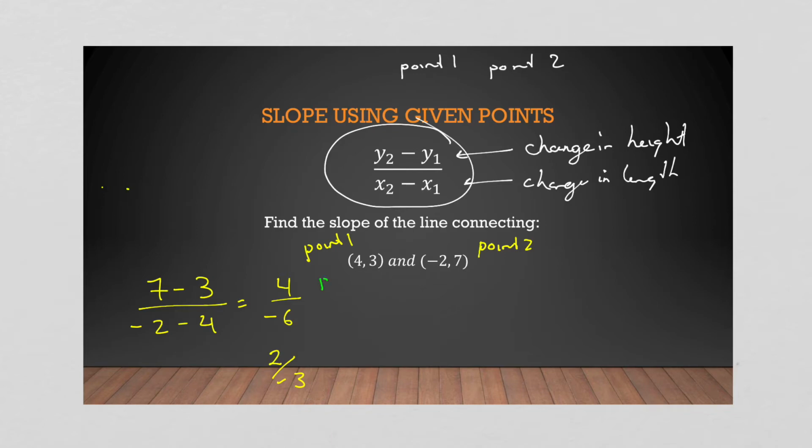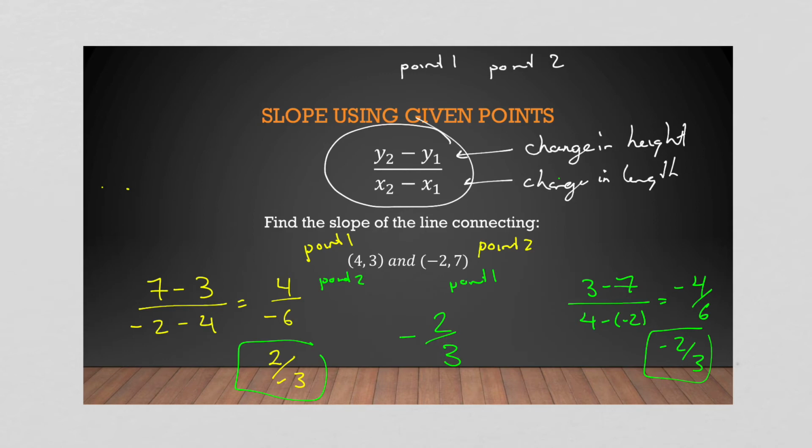Now, if I were to switch these around and say, okay, I'm going to call that point 2 and that point 1, what we get this time is 3 minus 7 over 4 minus negative 2, which is negative 4 over 6, which is still negative 2 over 3. The negative this time just happens to be in the numerator. So it makes no difference, because both of these things are equal to negative 2/3, right? It doesn't matter which is point 1, doesn't matter which is point 2, as long as you're consistent.